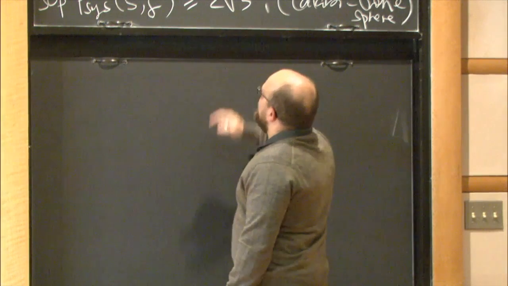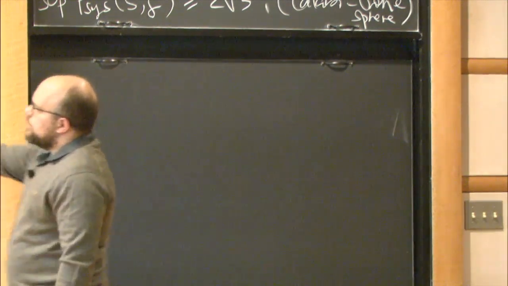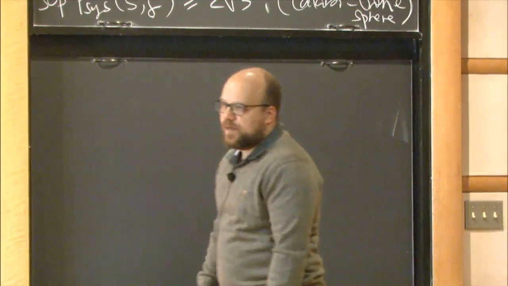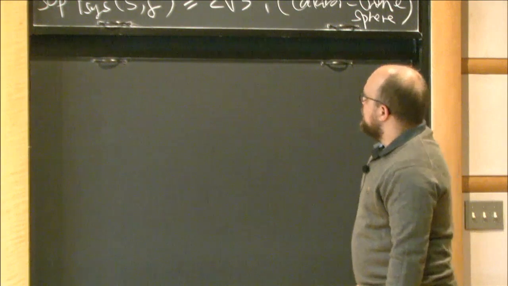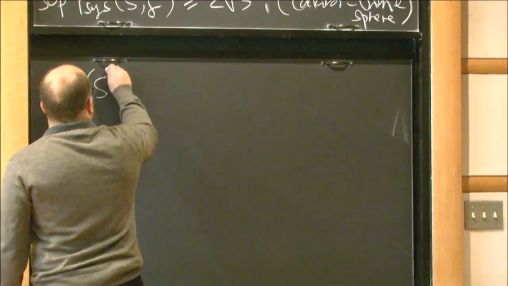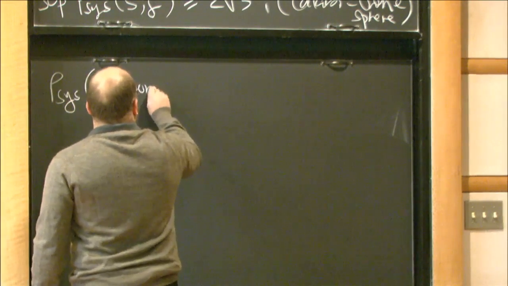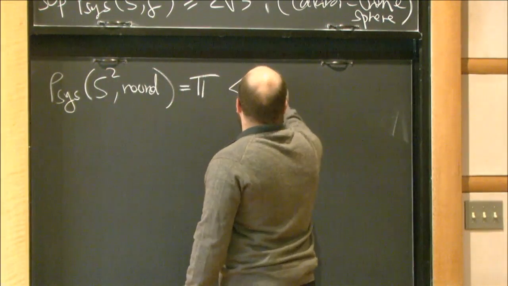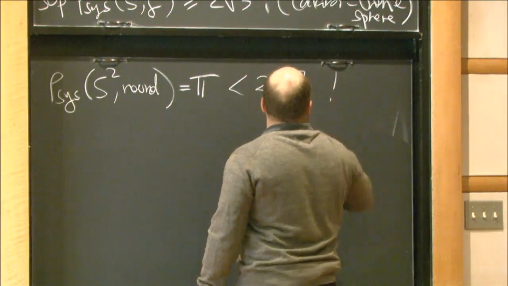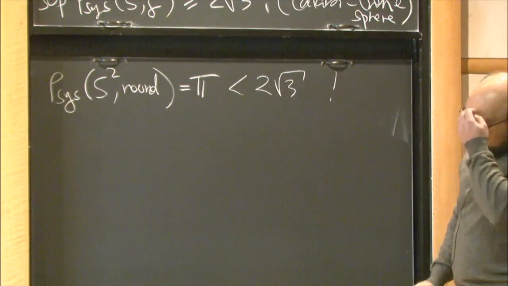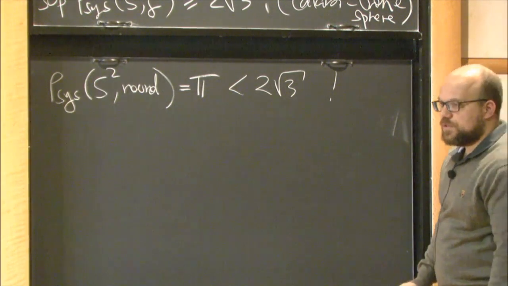So this is interesting because, if you look at this result of Pu, you might wonder if the round geometry will maximize the systolic ratio. And the systolic ratio for the round metric is pi, but pi is less than 2 square root of 3, which means the answer is no. There is no analog of Pu's result for the two-sphere.